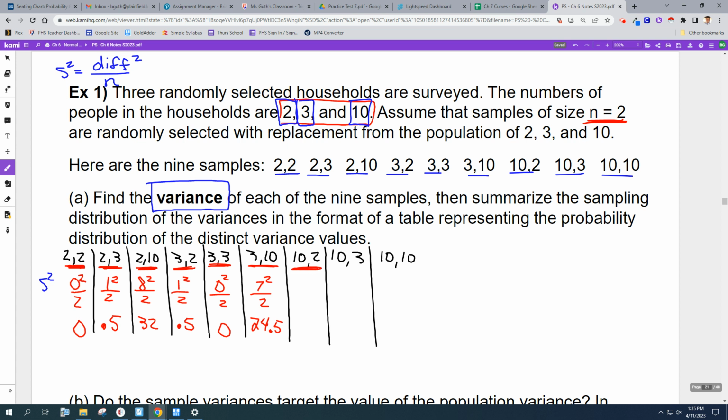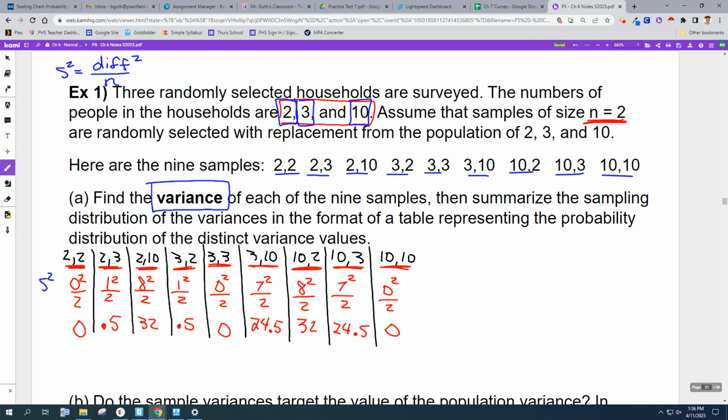Next one, the difference is 8. You square it, you divide by 2, that's 64 over 2. It's 32. Difference of 7 squared over 2. Notice you're seeing some repeat, right? That's 49 over 2, that's 24.5. And the last one, the difference is 0. You square, divide by 2. That's going to give me 0.